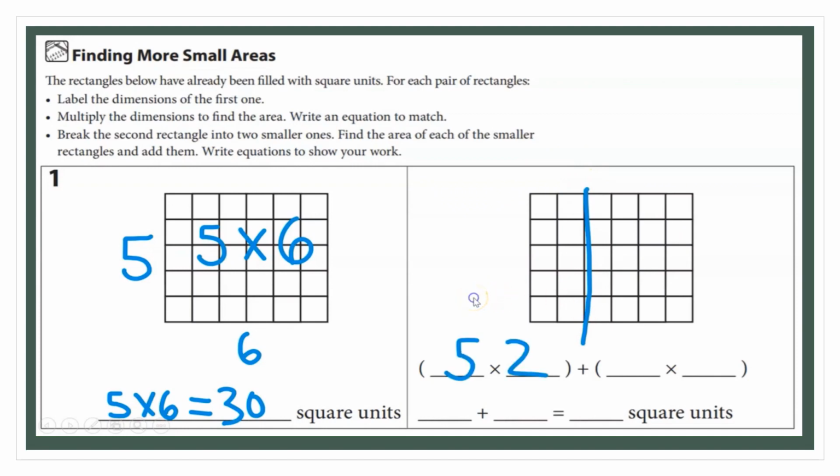Now I can think of this as 5 rows of 2, or 5 times 2, plus 5 rows of 4, or 5 times 4. 5 times 2 gives me 10. 5 times 4 equals 20. 10 plus 20 equals 30 square units.